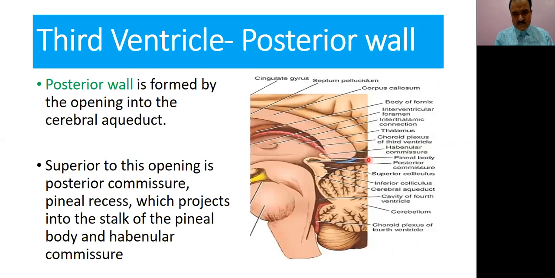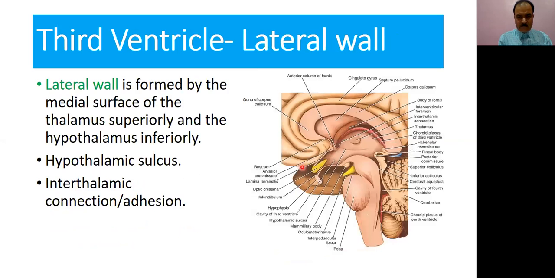Posterior wall. This is the posterior wall, formed by the opening of the cerebral aqueduct. Superior to this opening is the posterior commissure. You can see the posterior commissure here. Above it is the pineal recess, which projects into the stalk of the pineal gland, and the habenular commissure. So the habenular commissure, pineal recess, posterior commissure, and cerebral aqueduct constitute the posterior wall of the third ventricle.